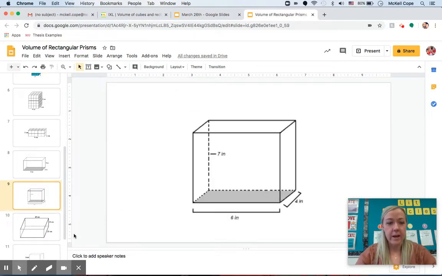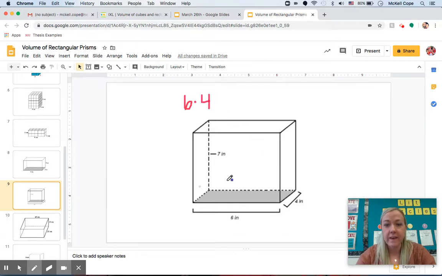Okay, here's a new problem. Go ahead and pause your screen, try it out, and then we will go over it. Okay, let's try red this time. All right, so again, we need to find out how many cubes are going to fit in this bottom layer, and we're going to find the area to do that. So we're going to times length times width, or 6 times 4.